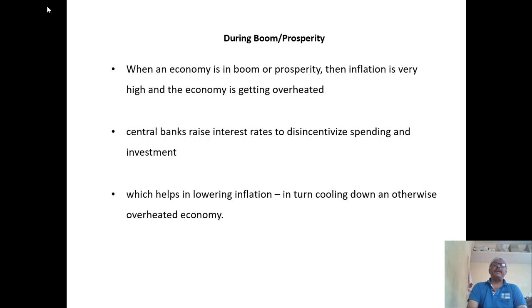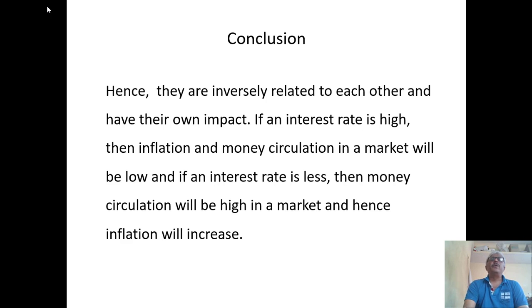So when the economy is completely in boom, completely full of money, it is like a human body: with more blood there is obviously more blood pressure on the head, which is going to have a big effect on the head. Similarly, the economy is going to be impacted because of this more money circulation. Under those circumstances, the Reserve Bank will interfere to control money circulation. This is the way we need to understand the relationship between interest rate and inflation, which is inversely related to each other. They have their own impact.